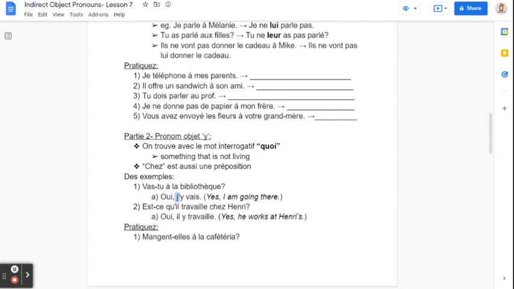Est-ce qu'il travaille chez Henry? And then, for example, if you want to answer with oui, you would say oui, il y travaille. So yes, he works at Henry's. And again, there's only one verb in this case, which is travaille. So you're going to put the y before that verb.